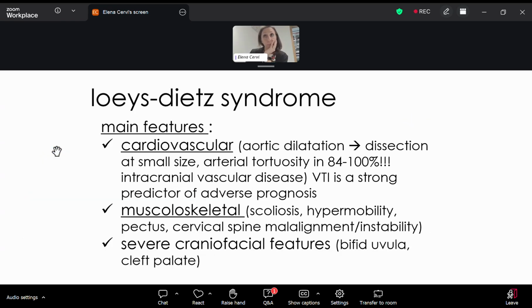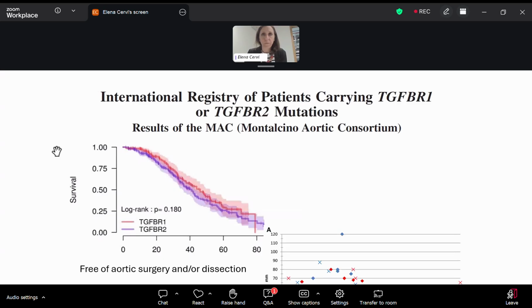And of course, you have a number of other traits that are mostly musculoskeletal, and you can have a bifid uvula and severe craniofacial features like cleft palate. But it's not unheard of that you have someone presenting, as Gianluca mentioned, with Marfan families, or the same TGF-beta receptor 1 and receptor 2 mutation, where actually they look more like FTAD. So people in families with more of a vascular phenotype and less of a syndromic presentation. And here I just want to mention what Gianluca has mentioned already about the arterial tortuosity and the VTI as a predictor of potential events.